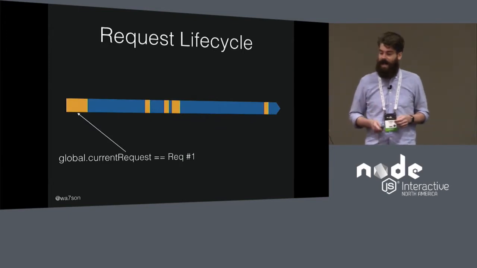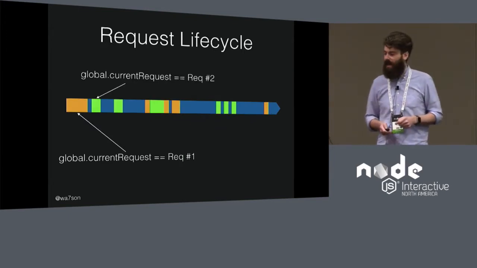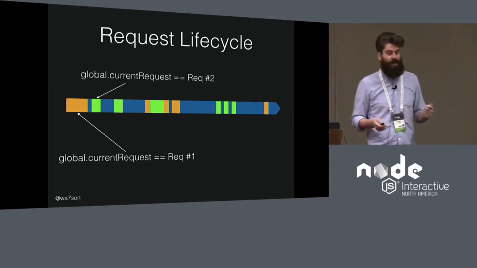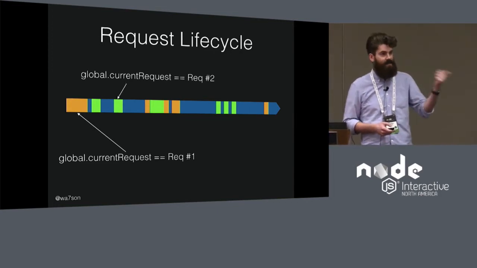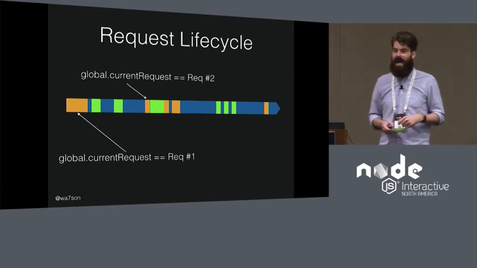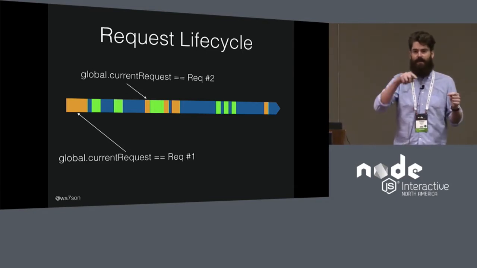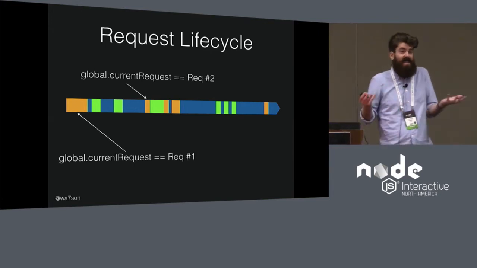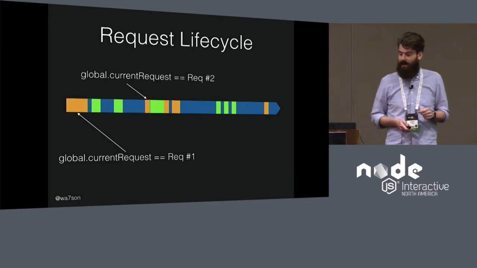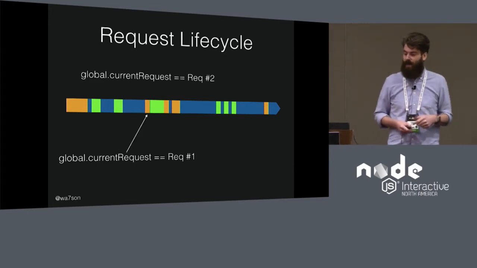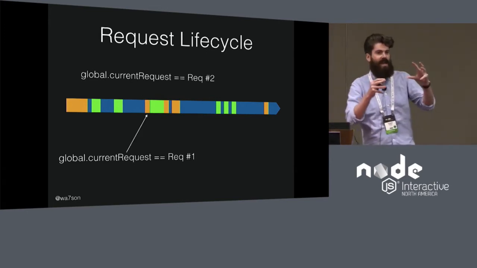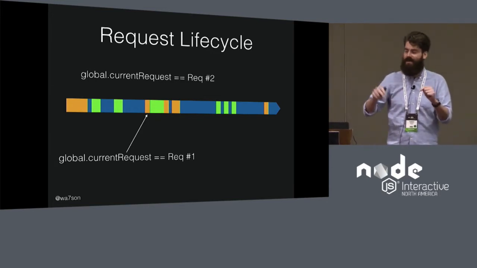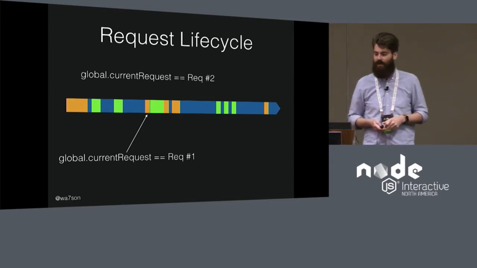The problem, of course, is that if we fast forward in time here and see that now the second request comes in, we set the current request to request number 2, and that's fine when the second piece of synchronous code runs. But then when we get back to the second piece of the first request, it actually points to the second request because that's the last thing we ever set the current request to. So of course that's a problem. What we want is to figure out a magic way to make sure that current request always points to the right current request, and not just the latest one to come into our server.